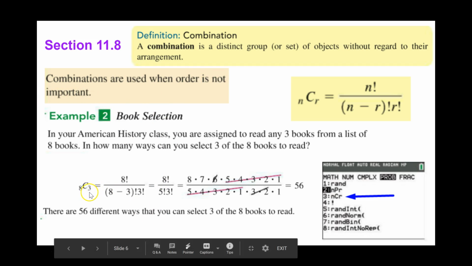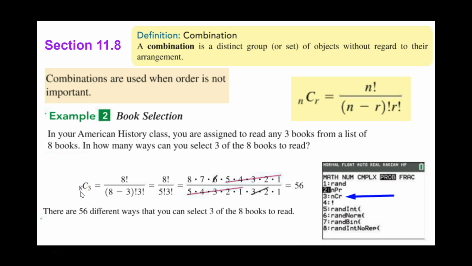Another way to look at it, so you won't get the numbers confused: in pretty much all these problems, the bigger number goes first. The number of objects we're talking about should always be bigger than the number of different possibilities. So when you put this in your calculator, make sure this number is always larger than this number, because it'll give you an error in your calculator if you have it backwards.